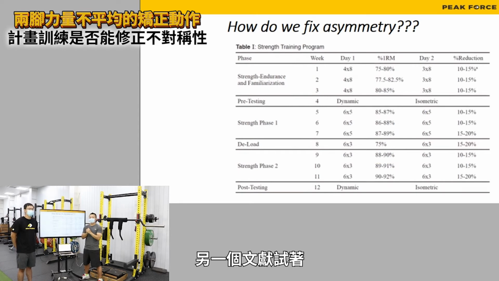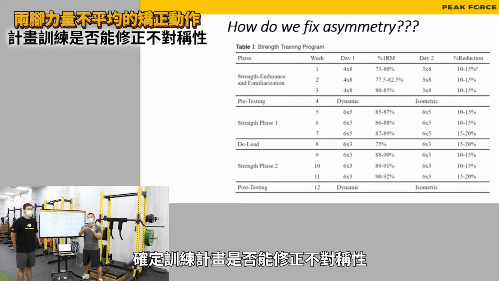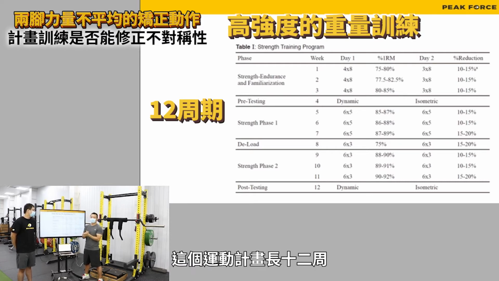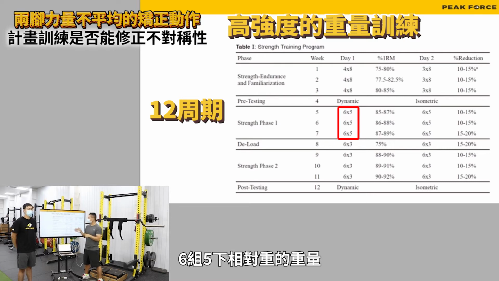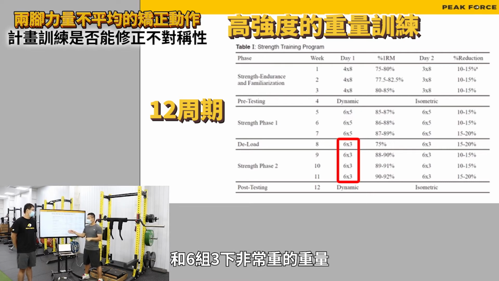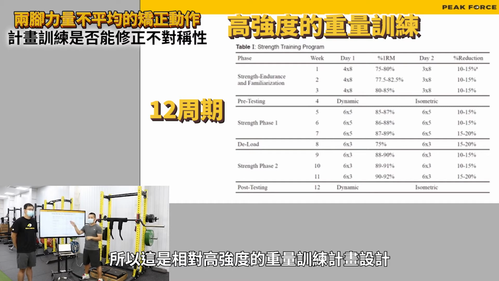Okay, let's look at this training program. Another study actually tried to see if a training program really can fix this asymmetry. This training program is 12 weeks long, and every 3 weeks there is one in between, and the training is designed to have 4 sets of 8 repetitions, 6 sets of 5 repetitions with relatively heavy weight, and then 6 sets of 3 repetitions with really heavy weight. So we're actually designing a training program with relatively high intensity for weight training.